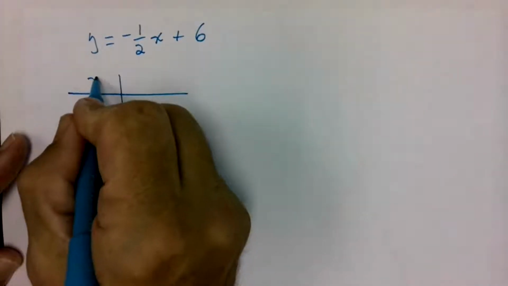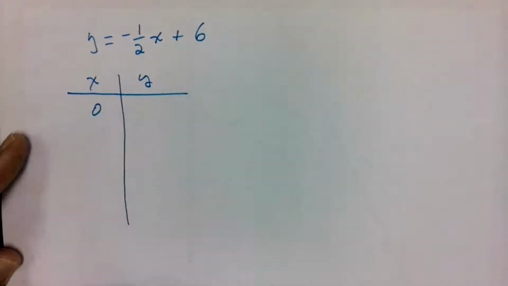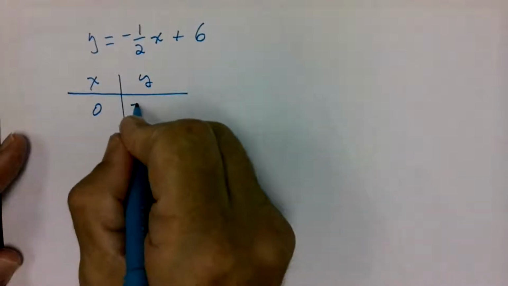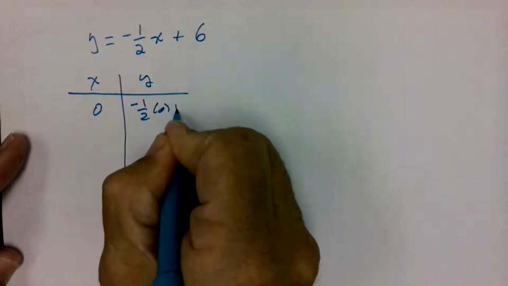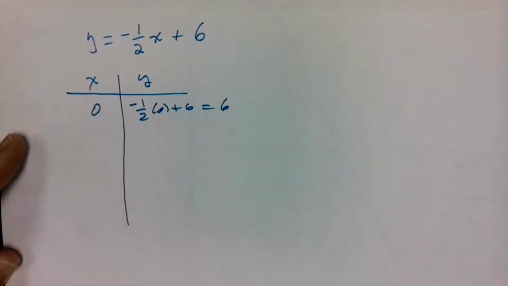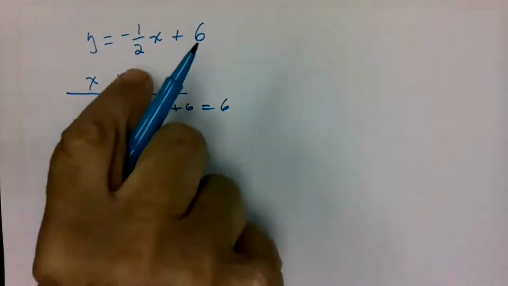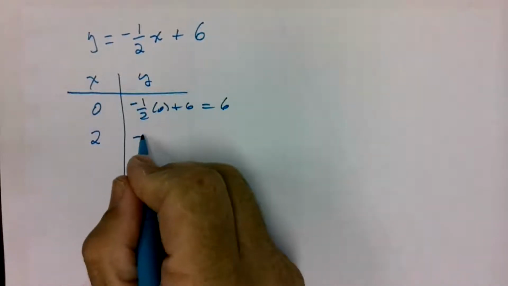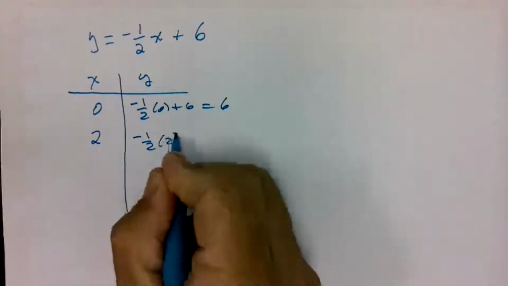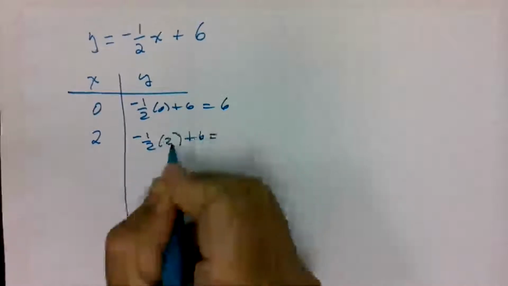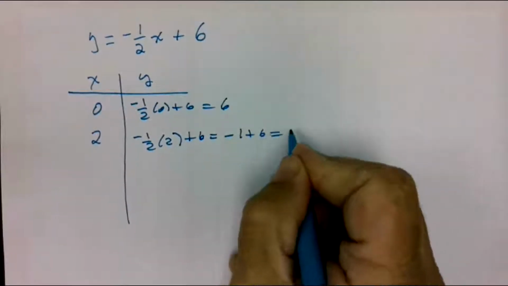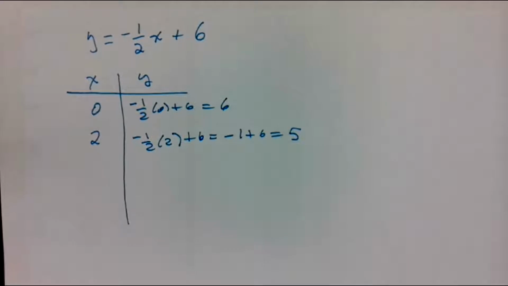So here's x, here's y. 0 is a multiple of 2. Negative 1/2 times 0 plus 6 is 0 plus 6, which is 6. I don't want to use an x of 1 because negative 1/2 of 1 is negative 1/2, plus 6 would be 5.5. It'll just be a little more difficult to graph. So I stick with multiples of 2, multiples of the denominator. Negative 1/2 times 2 plus 6. 1/2 of 2, negative 1, plus 6 is 5.